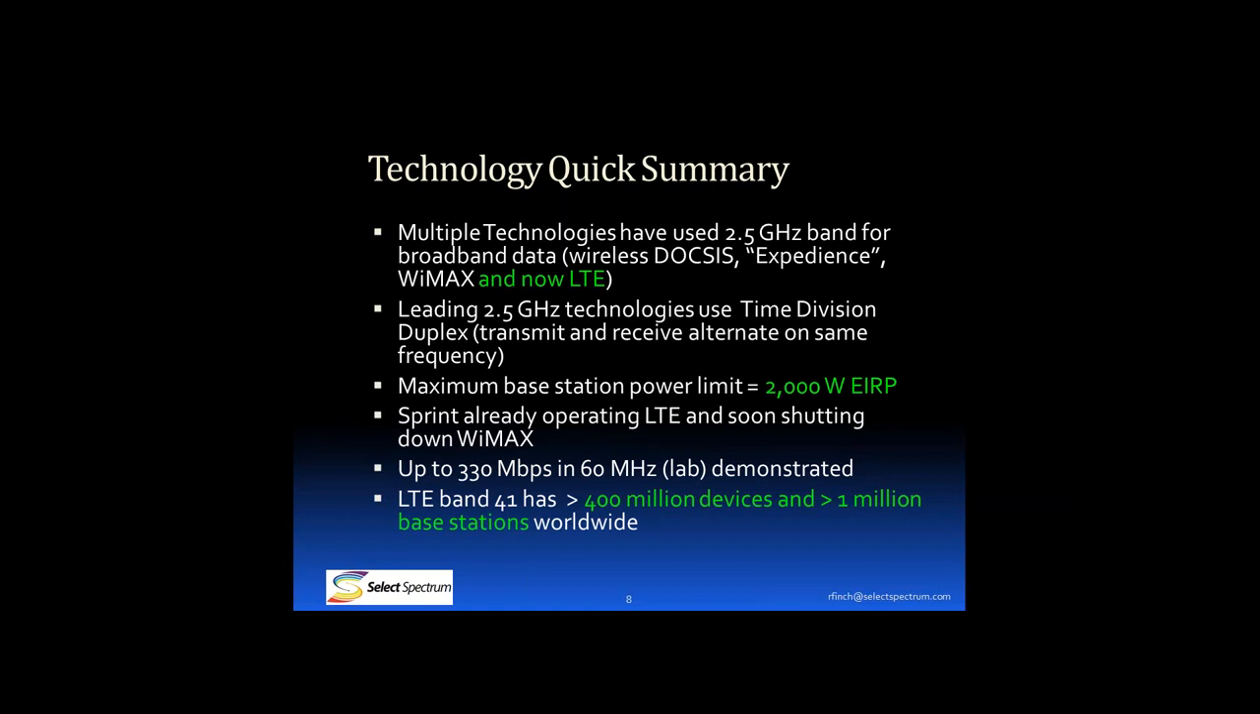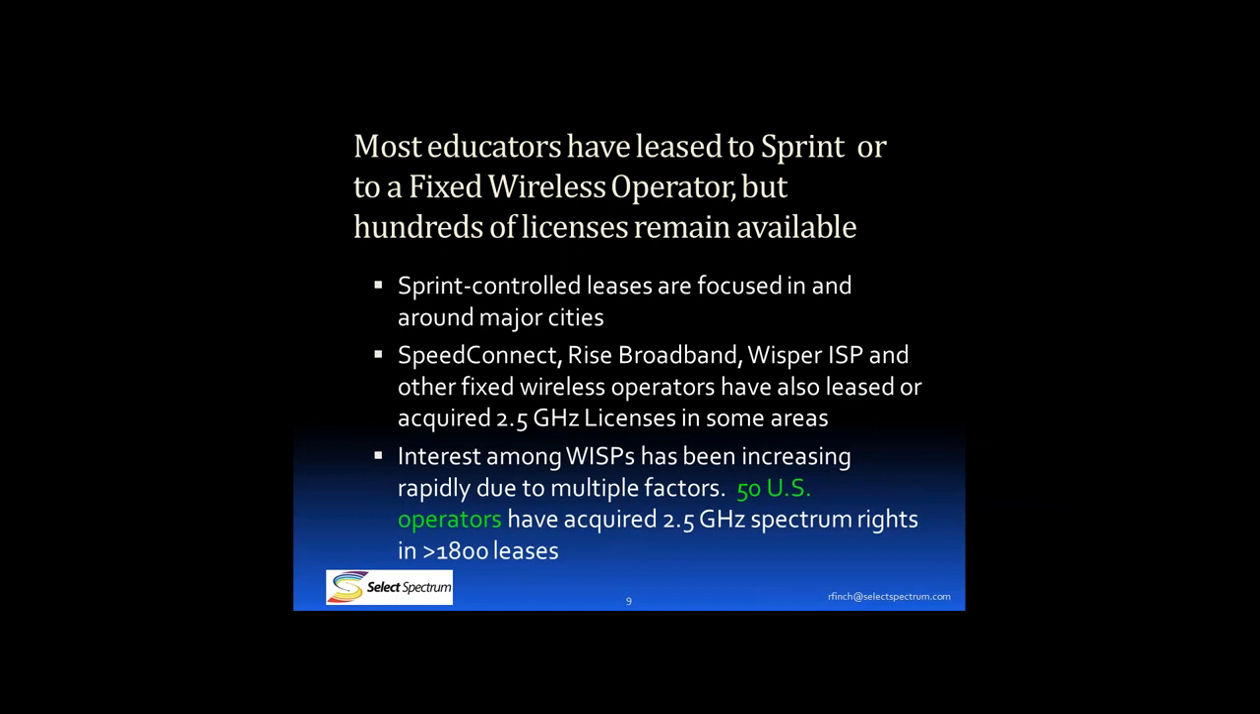And then in terms of the reason that the cost is coming down, there are over 400 million devices sold worldwide, predominantly in China, by the way. China Mobile is using this band, so-called band 41 in LTE, which is the same as our 2.5 gigahertz. So despite the fact that well over 2,000 licenses have been leased or licensed to Sprint, there are many other licenses available in this band, particularly in rural areas. Some of the leading entities are Speed Connect, Rise Broadband, and Whisper ISP. Other fixed wireless operators have also leased spectrum.